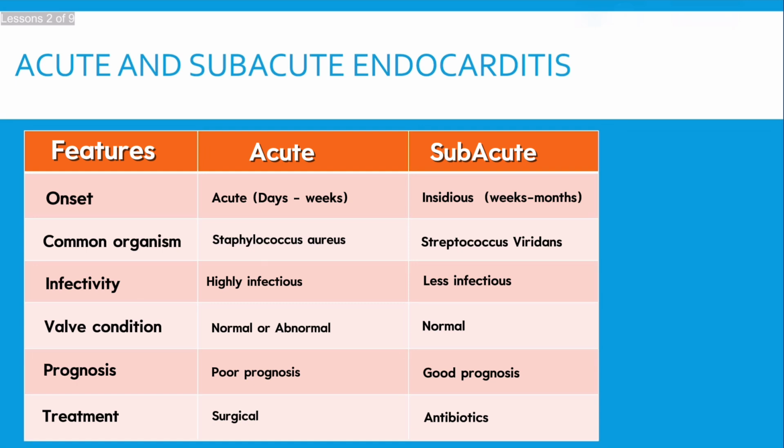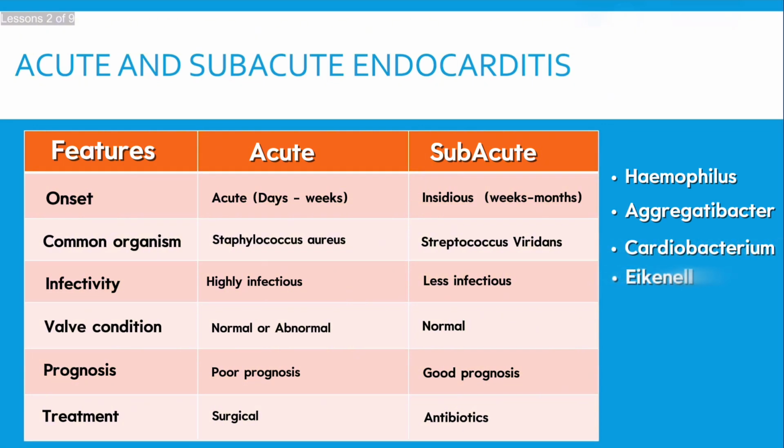Other causes of subacute infective endocarditis include Haemophilus, Aggregatibacter, Cardiobacterium, Eikenella, and Kingella, which are gram-negative bacteria.